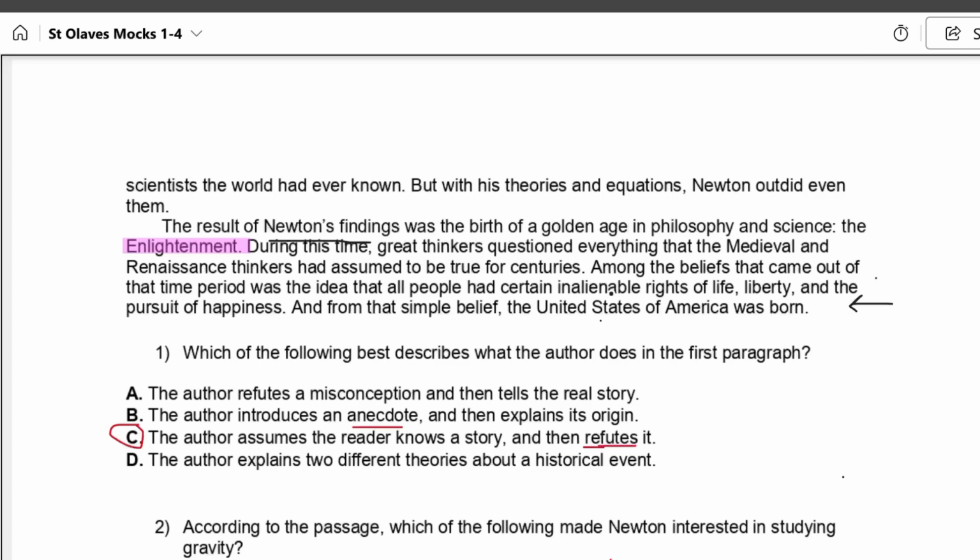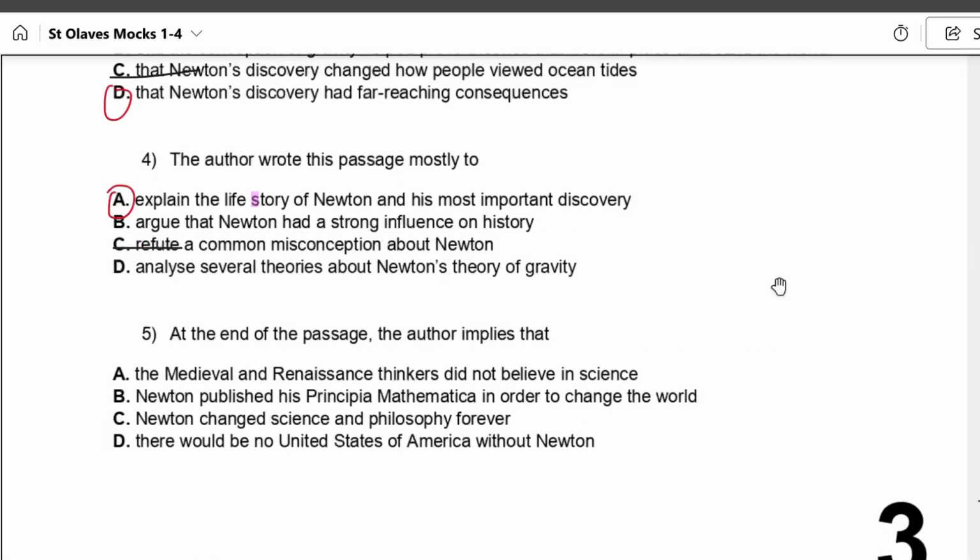Then it talks a little bit about how from these beliefs the United States of America were born, but this is a very large butterfly effect. Newton didn't essentially give birth to the United States of America. So the only statement that is broad enough but not making a sweeping statement, such as there'd be no United States of America without Newton, we can confidently say that C, Newton did change science and philosophy forever.